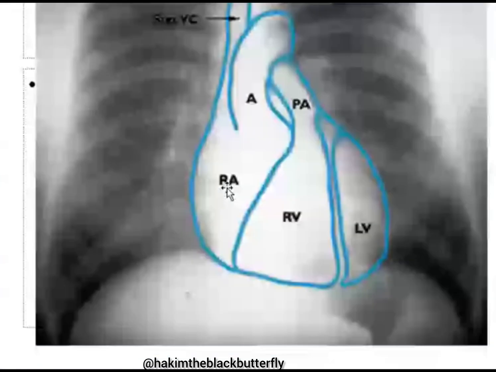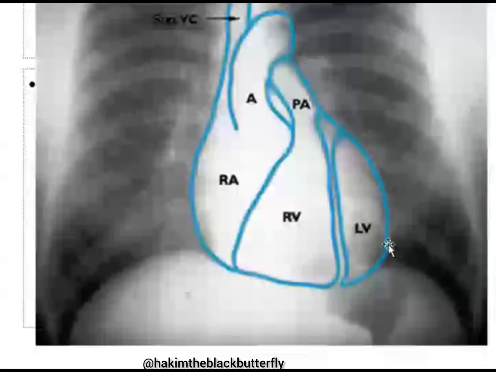So you can even superimpose these borders on a chest X-ray. When you see the shadow of the heart, the right border is there, the inferior border is there, the left border is there, and the superior border is there. And the right border is formed by the right atrium. Inferior border forms the right atrium, right ventricle, and left ventricle. So right atrium, right ventricle, left ventricle.